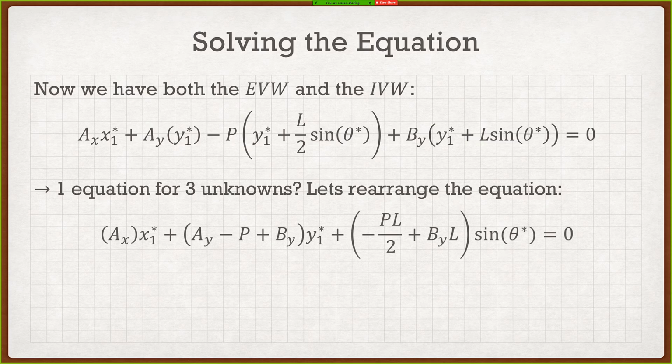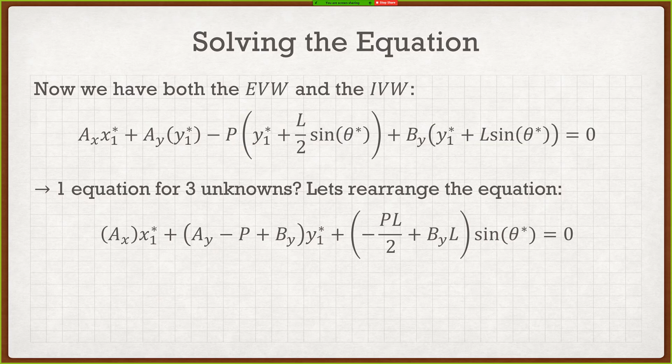So all I did was expand each equation so that they're in terms of the virtual displacement. For instance, x1 star appears once with the term AX, so I have AX times x1 star. Now, if I look at y1 star, it appears 3 different times in my equation, so I'm factoring it all out. So I have AY minus P plus BY all multiplied by y1 star, and then I did the exact same thing for theta star.